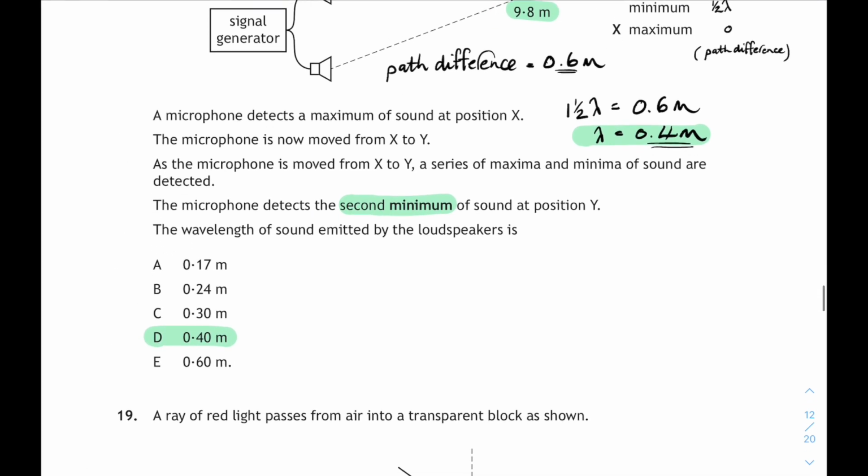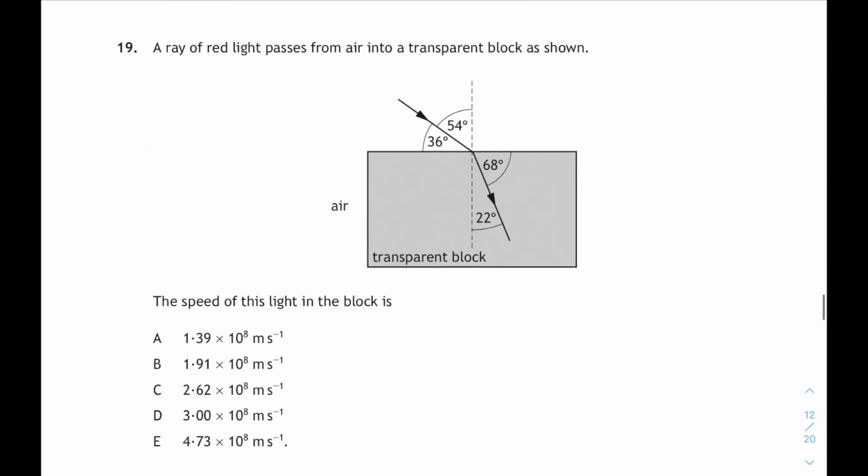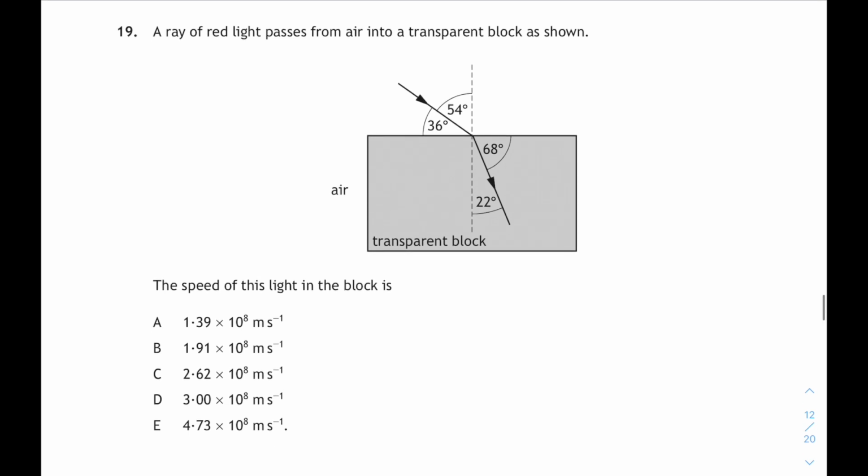Question 19, and this is refraction of light. A ray of red light passes from air into a transparent block as shown. And the first thing to do here is highlight the angle of incidence and the angle of refraction, always measured to the normal. And we have to figure out the speed of light in the block. So straight to your relationship sheet, and there's the relationship for refraction. I've missed out the wavelength part of it because we're only interested in the angles and the speeds.